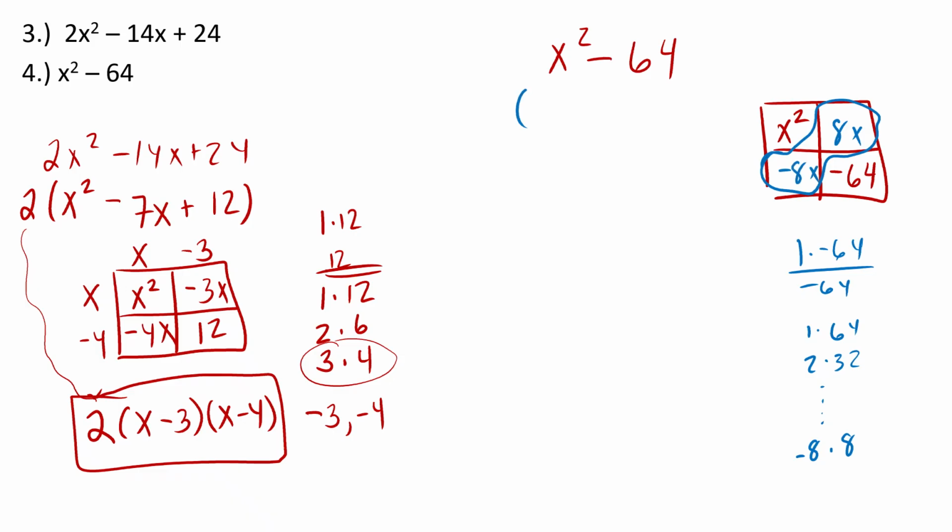But here's the deal. When it's the difference of squares, it always comes out that way. So if you say what times itself gives me x squared, well, that would be x. What times itself gives me 64? That's 8. And then it's plus and minus, and the vocab word that goes with those two things is conjugates. And when you multiply conjugates together, the middle part always drops out.